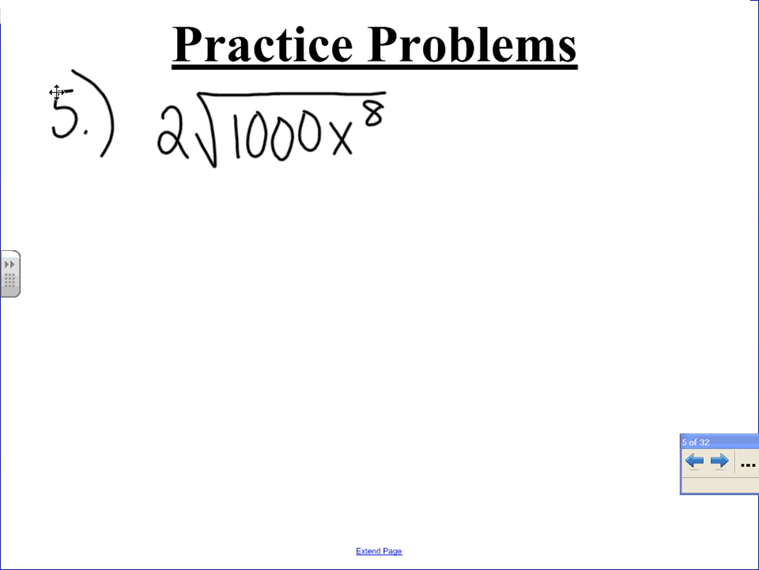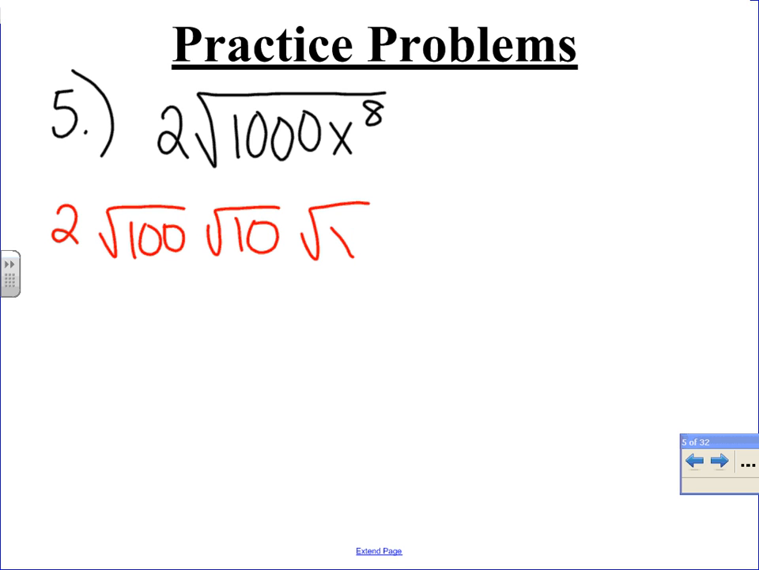All right, so 1,000. What is the largest perfect square that goes into 1,000? Yep, 100. So the 2 in front, just leave there. That 2 will end up multiplying with the perfect square. So 1,000 is 100 times 10. The largest perfect square that goes into 1,000 is 100. And then the square root of x to the 8th, you don't need to split up because it's an even exponent. So leave that where it is.